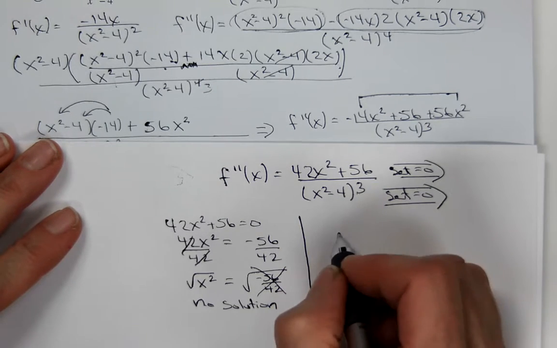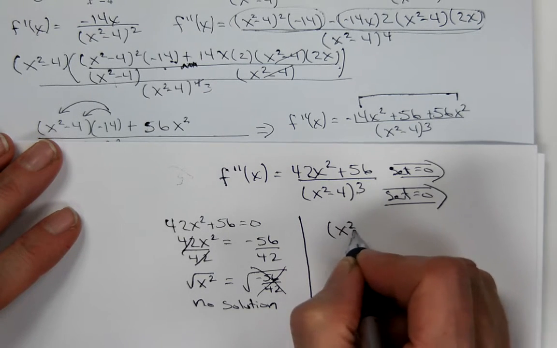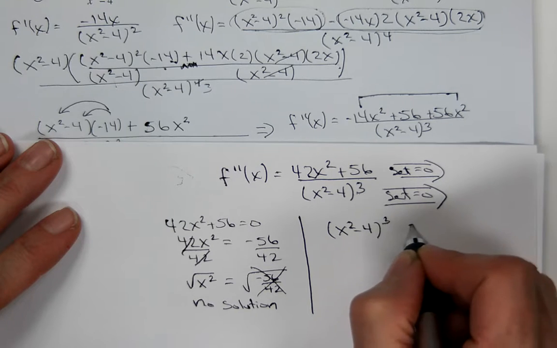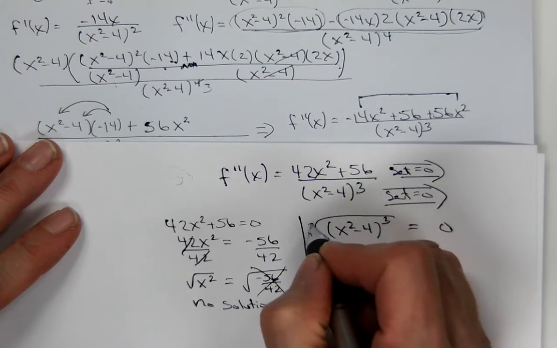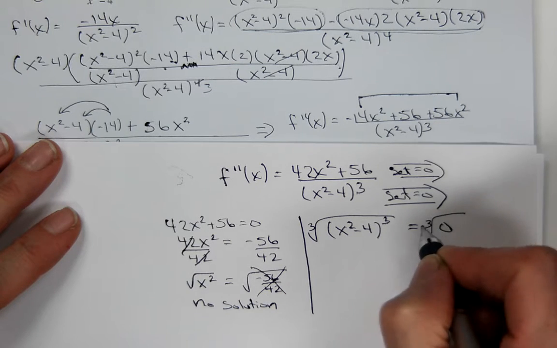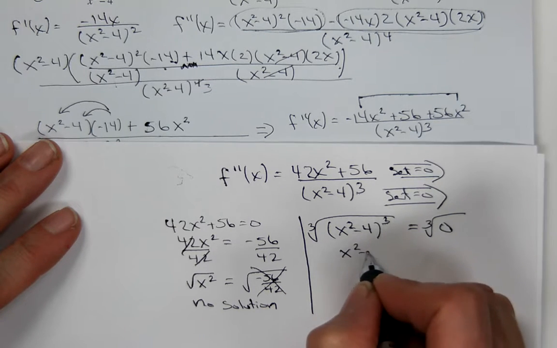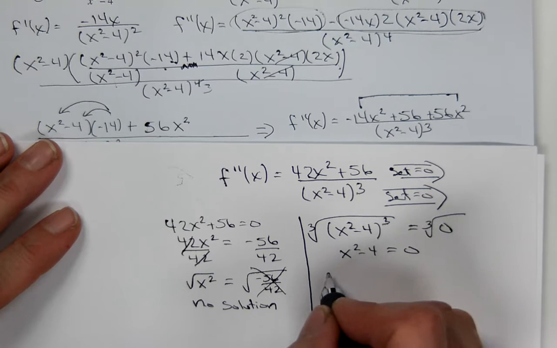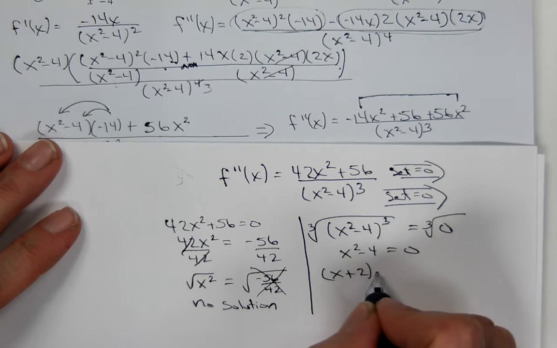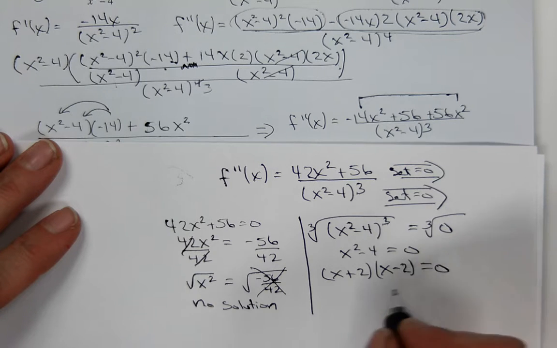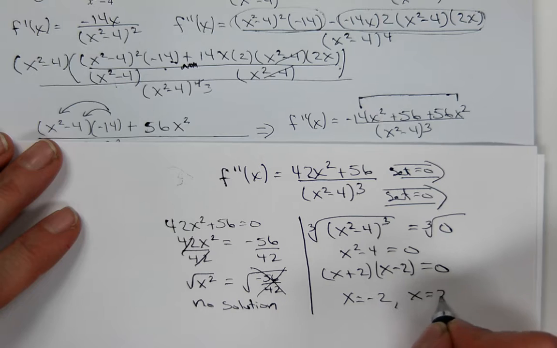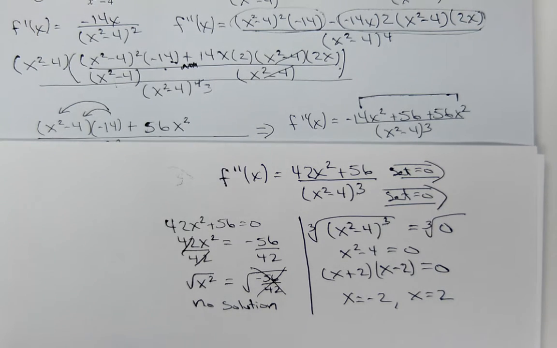When we set the denominator equal to 0, you can cube root both sides, and that gives you x squared minus 4 equals 0. And you can factor the difference of two squares, x plus 2 times x minus 2 equals 0. And we get x equals negative 2 and x equals 2 as our possible inflection points.